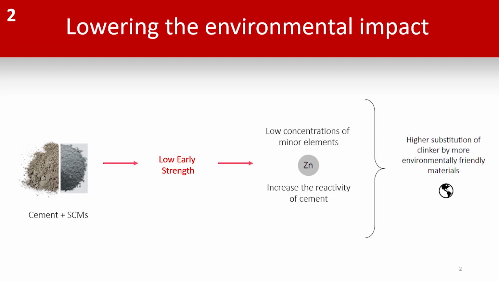So what we try to do is substitute part of the cement in the final mix by other materials that do not produce CO2. However, this lowers the early strength of the cement. Nevertheless, it's been proven that small amounts of zinc can increase this early strength and then can allow for a higher substitution of the part of cement, so we can put more of these materials which are more environmentally friendly.